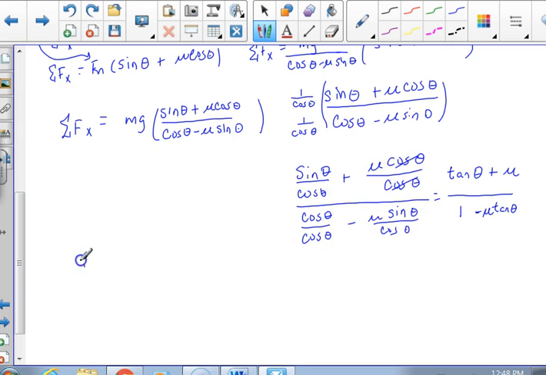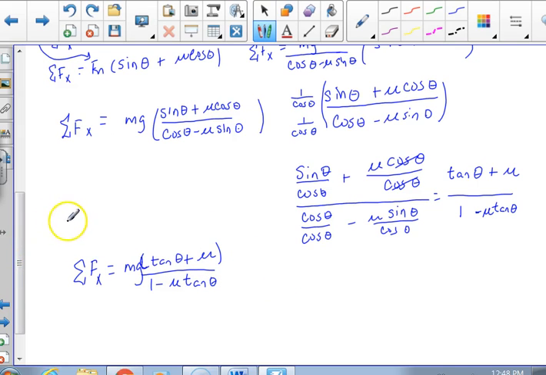So now, putting it all back together again, because all I was dealing with was the fraction there, Fx equals mg times tangent theta plus mu over 1 minus mu tangent theta.